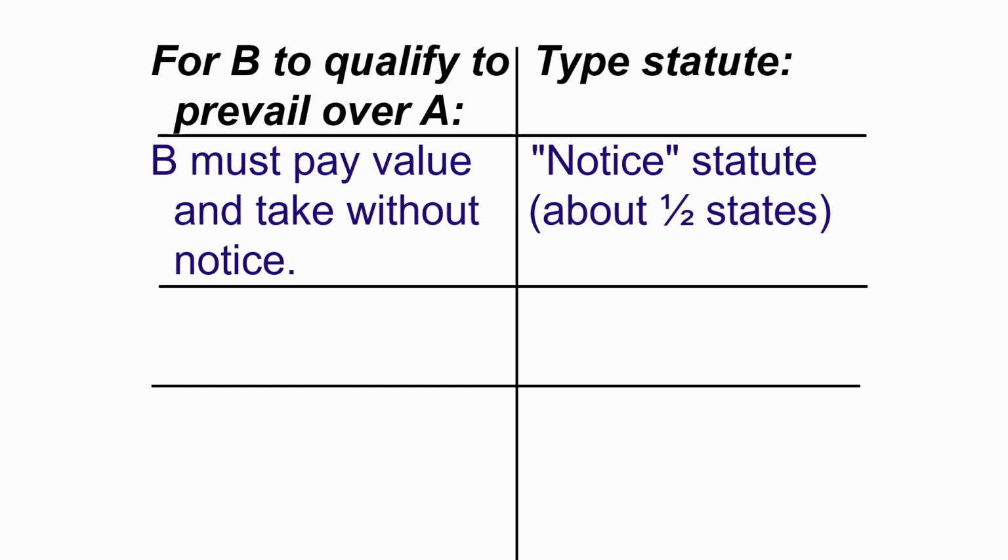Now, these are often called notice statutes, but that's really kind of an incomplete description of the statute. We probably really should call it a notice and value statute, because in order to prevail, B must both pay value for the property and take without notice of A's prior deed. That's the first kind of statute, and about half the states have that type.